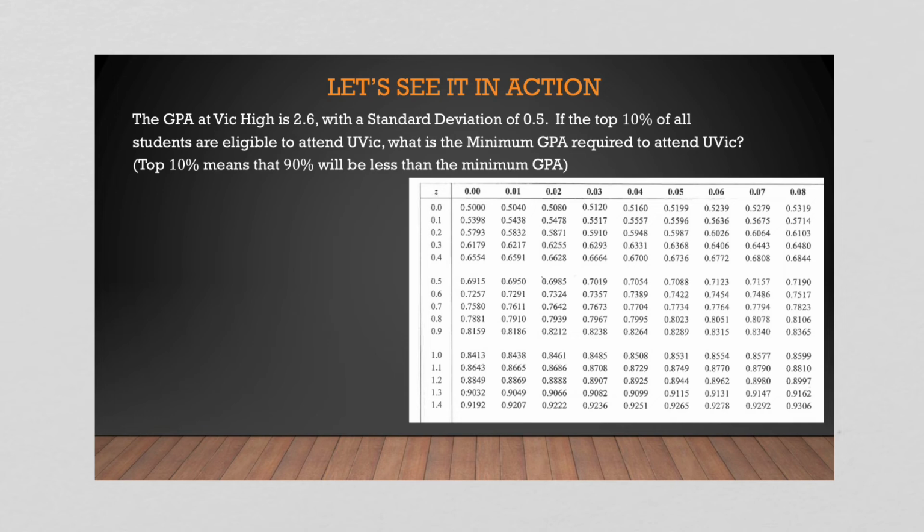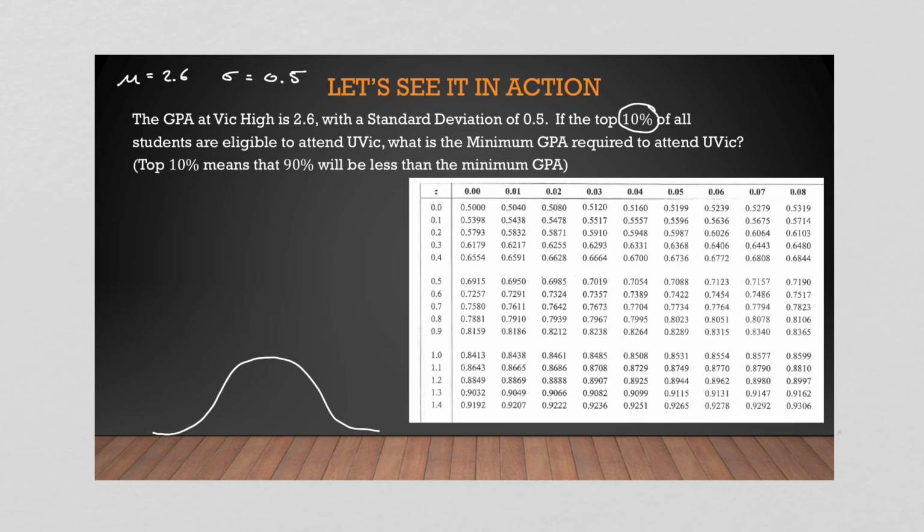So now the last thing I want to look at is working backwards from the Z table. If you're given a percentage or a probability, then you're going to be working inside the table. So how does that work? The GPA at Vic High is 2.6. Now all of these scenarios are fictional, so bear with me. We have a mu of 2.6. The standard deviation is 0.5. Now in this case, the top 10% of all students are eligible to attend UVic. Again, not necessarily real, I made this up.